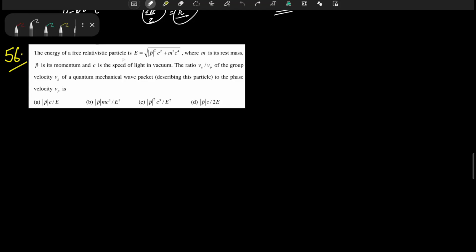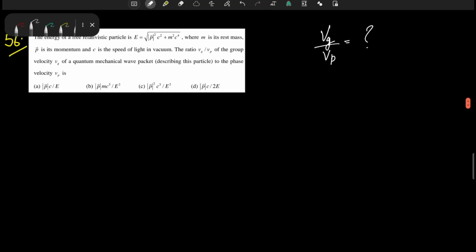Those are 5 marks. The energy of a free relativistic particle is given to be under root p square c square plus m square c4, where m is the rest mass, p is its momentum, and c is the speed of light in vacuum. The ratio Vg by Vp. So you have to calculate Vg by Vp. That is the group velocity Vg of a quantum mechanical wave packet describing this particle to the phase velocity Vp. So you have to calculate Vg by Vp.